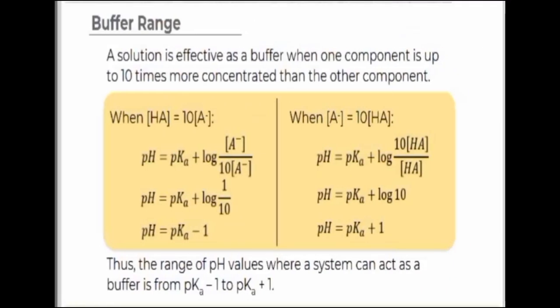A solution is effective as a buffer when one component is up to 10 times more concentrated than the other component. When the concentration of the acidic component is 10 times that of the basic component, pH equals pKa minus 1. When the concentration of the basic component is 10 times that of the acidic component, pH equals pKa plus 1. Thus, the range of the pH values where a system can act as a buffer is from pKa minus 1 to pKa plus 1.